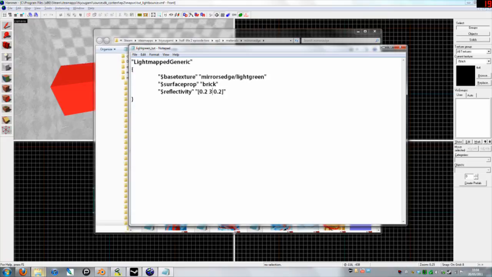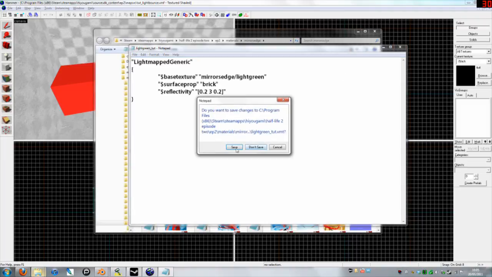Reflecting three times as much light as it receives back out of its surface when it's in a Hammer level. This would be green light it's reflecting 300% of, and then 20% of the light it receives would be reflected back as red, 20% back as blue, and 300% back as green. No, they don't add up. It's all separate values. Okay. So that's the green one.